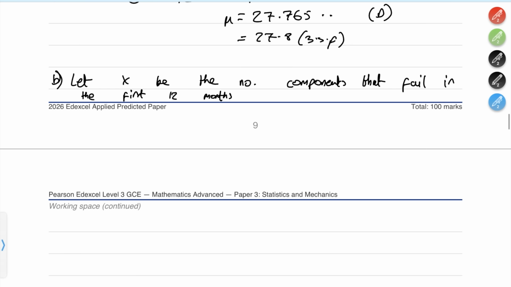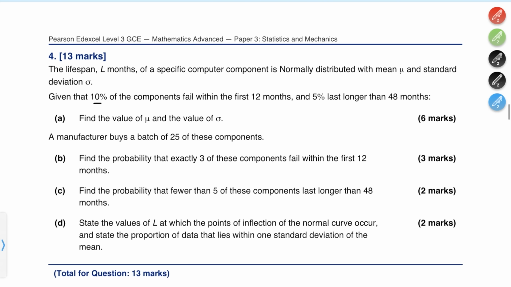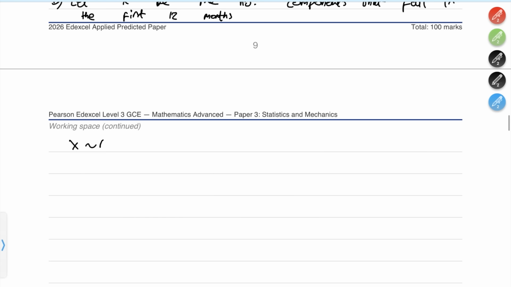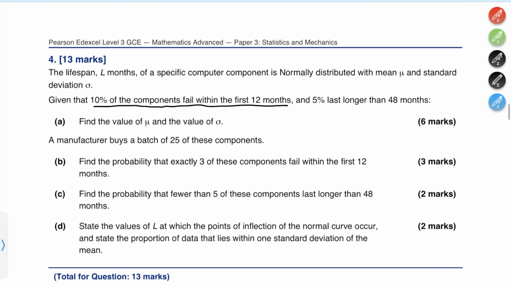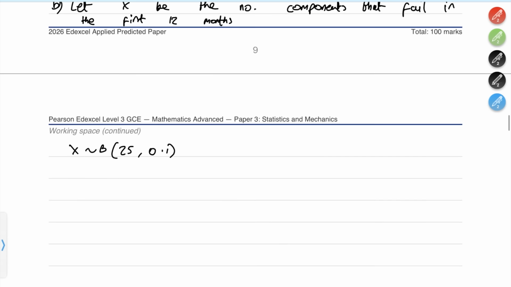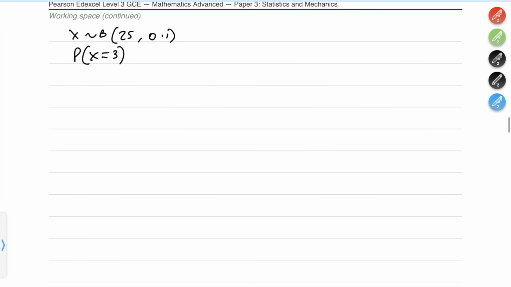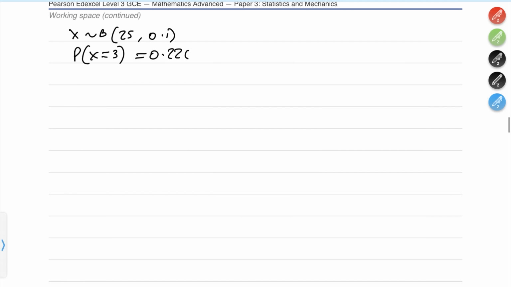And if you look at the information they gave before part A itself, we know the probability of a component failing in 12 months. So we can write the distribution as out of 25 components, the probability is 0.1. And find the probability that exactly 3 of them fail. Well, we can say that is equal to the probability that X is equal to 3. So now we use our calculator for binomial PD. 3, 25, 0.1 is 0.2264, which is 0.226 to 3 significant figures.